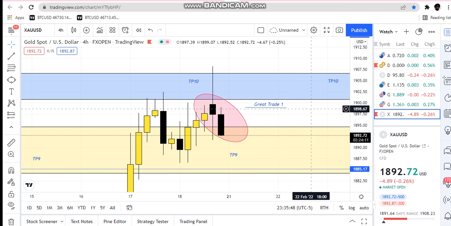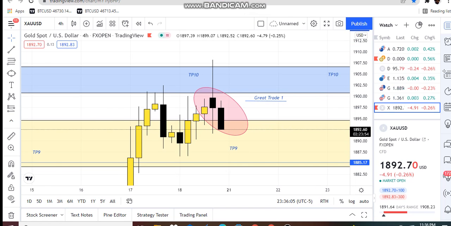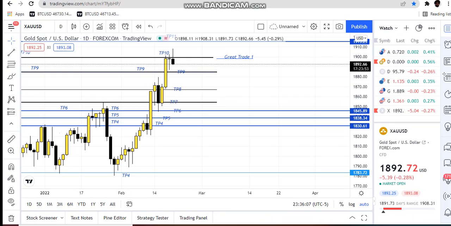If we can see more structure on the 4 hour, first we had to get confirmation on a higher time frame that price is going down, heading down. And now we're in a downtrend. So we got confirmation on the 4 hour, and I'll show you on the daily as well. Just real fast on the daily. Boom, on the daily, price went to take profit 10, 1908.